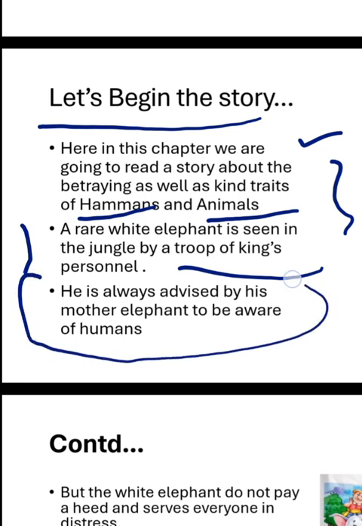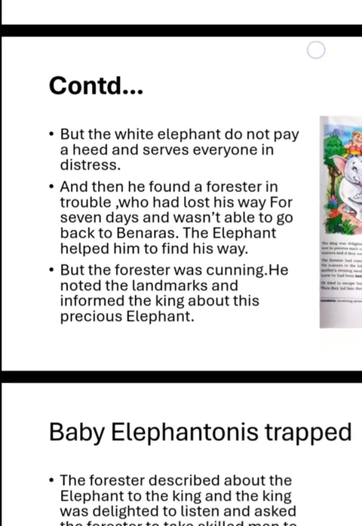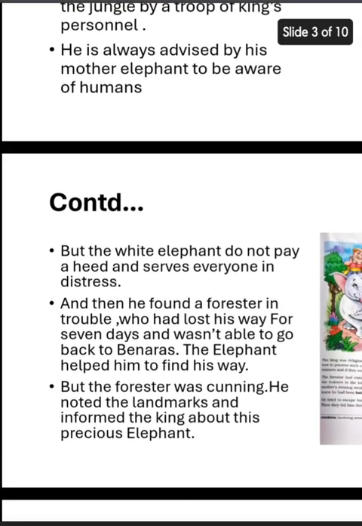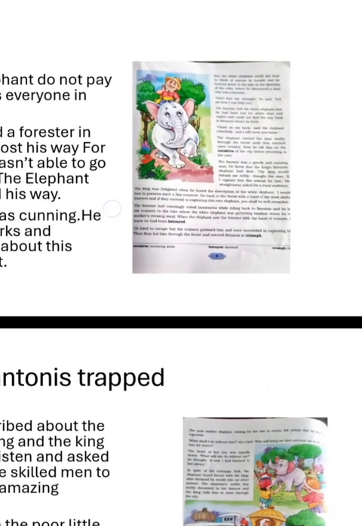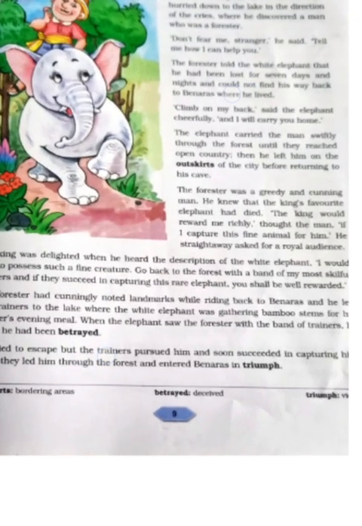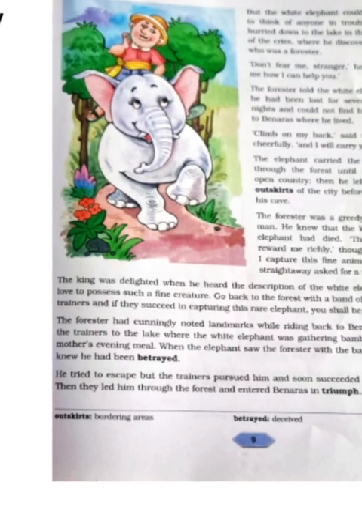Now, this elephant is always advised by his mother to be aware of humans because humans are not trustworthy. The story continues here. But the white elephant did not pay any heed and serves everyone in distress. Like all children do, they don't listen to the elders, and they always fall into the trap of human betrayal. So what happened, one fine day, this pretty little elephant was with his friends. He heard someone crying in distress.